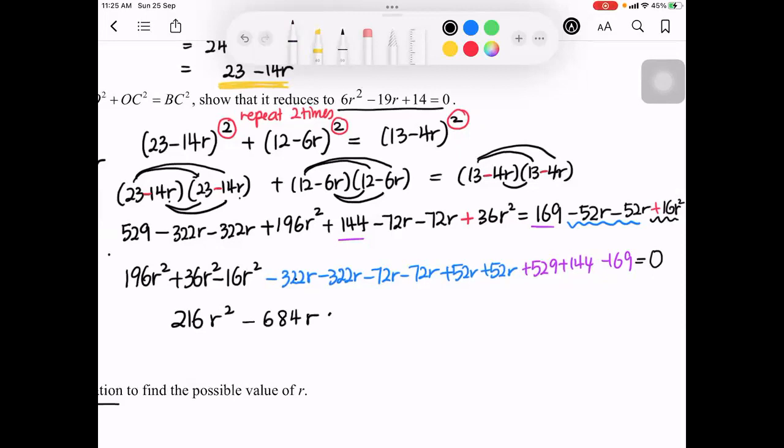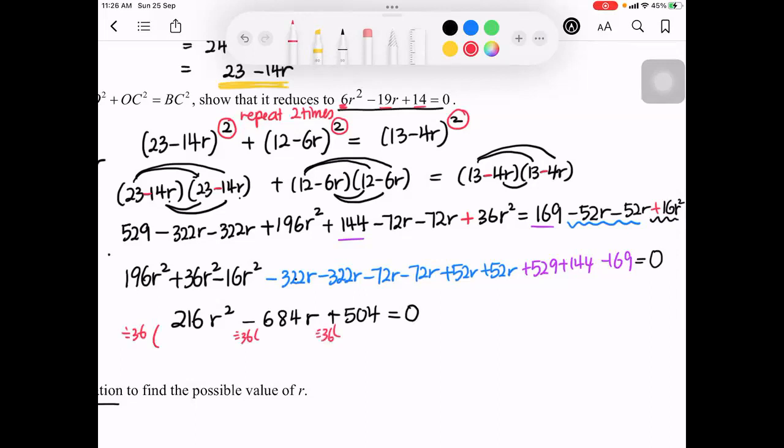Oh my God, so long. Plus 504 equals 0. Okay, finally. But then this one here is 6, 19, and 14. Let's check: 216, how to become 6? I divide by 36, since 216 divided by 6 is 36. So I divide everything by 36.